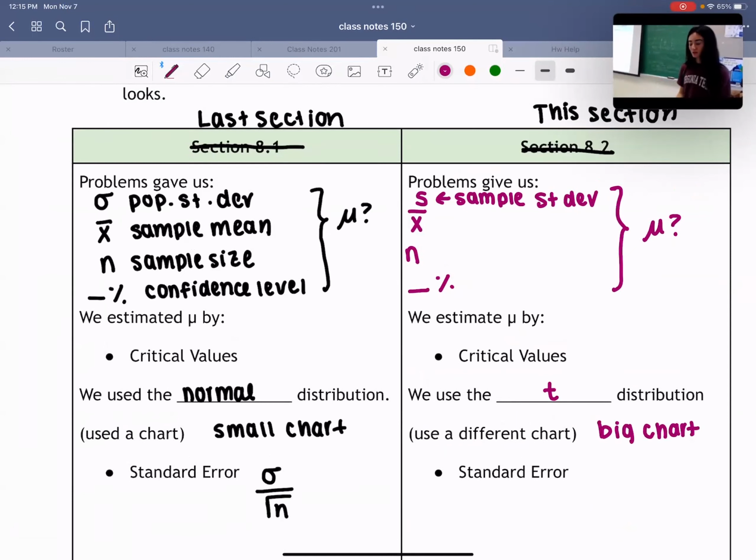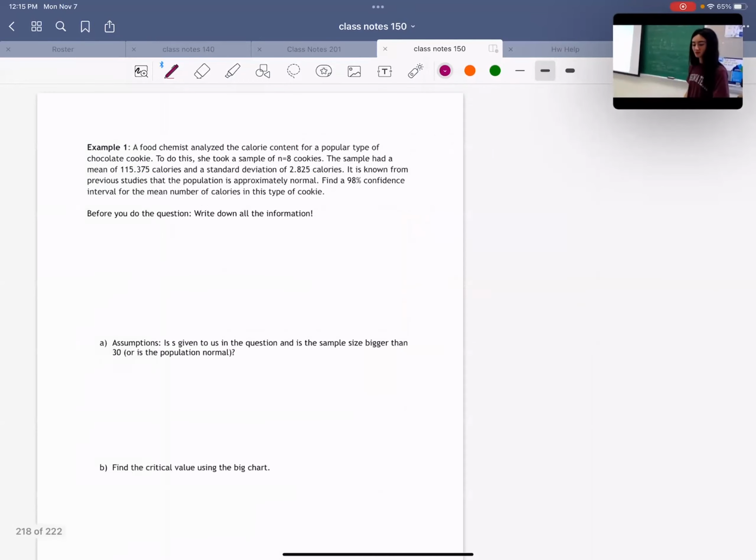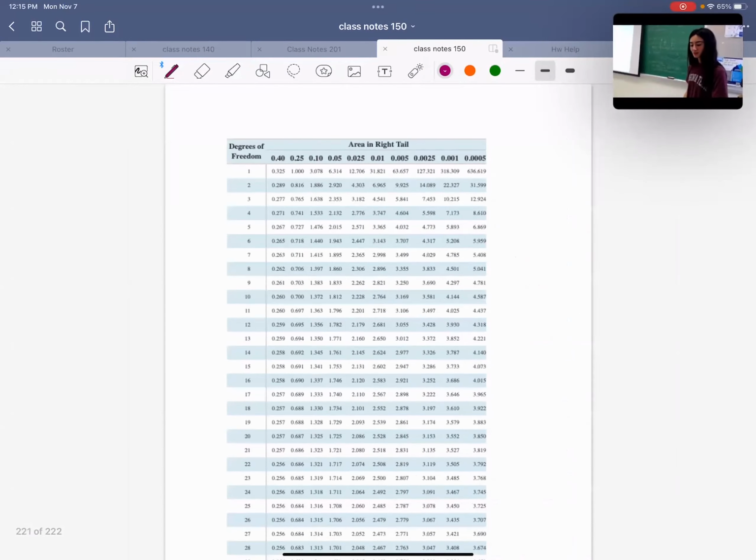You might be like, okay, what's the big chart? Well, if you flip to the back page of the notes here, you'll see the big chart. I feel like it looks really scary, and it does look scary. I promise you it's not that bad. Once we learn how to do it, it's going to be very simple. You'll be like, okay, it's not that bad.